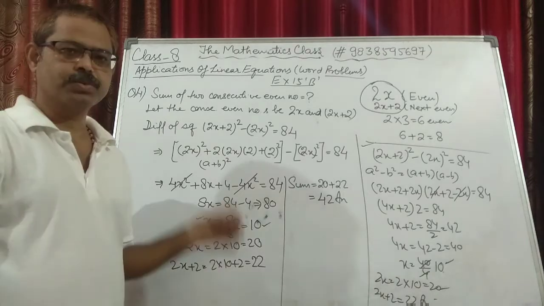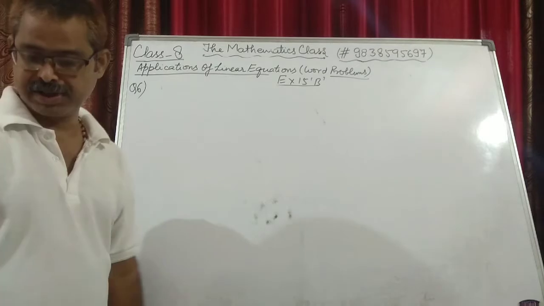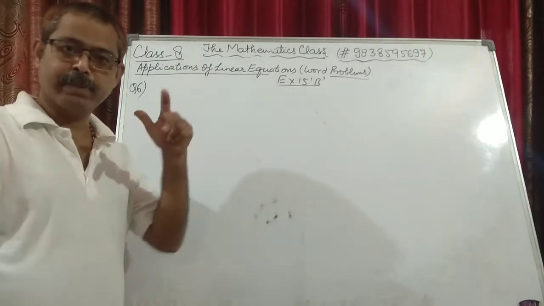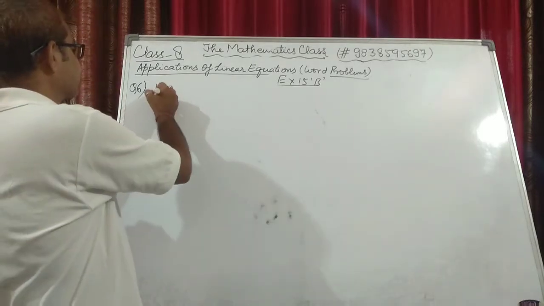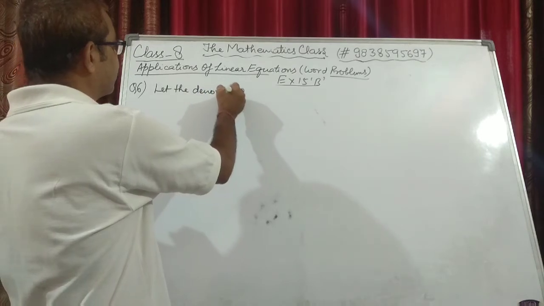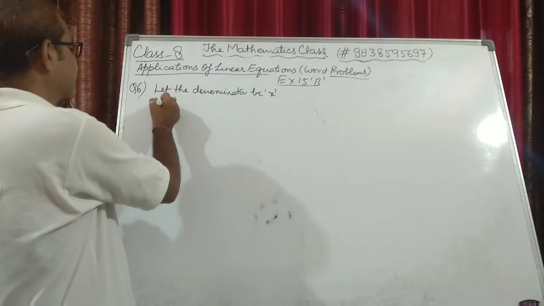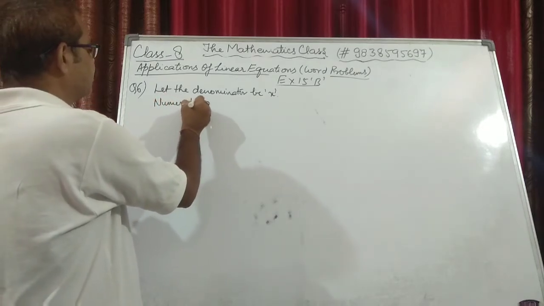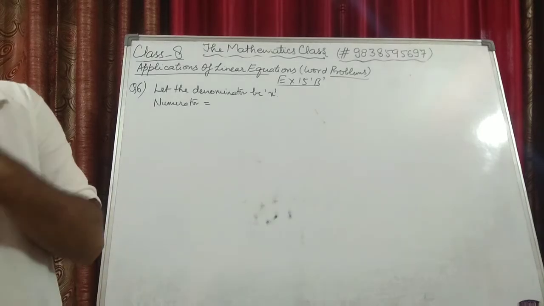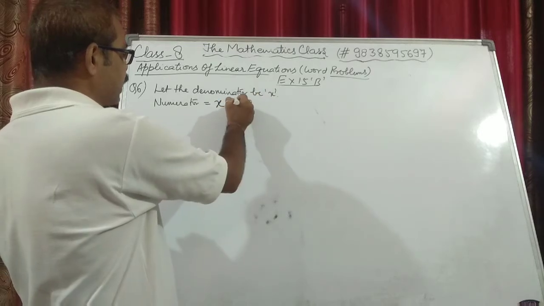So now we move on to the next question, that will be question number 6. They say the numerator of a fraction is 4 less than the denominator. So the basic is your denominator. Let the denominator be x. So what will the numerator be? They say the numerator is 4 less than the denominator, so x minus 4.